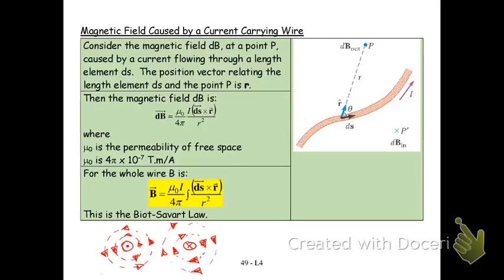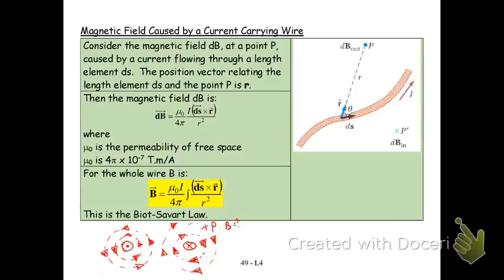I'd like to know how strong the magnetic field is there. That's my point of interest. And that's the game I'm going to play. I want to know at that point, what is B? Just like we did with Gauss's law. We said at that point, what is E? So we're playing that same game again.